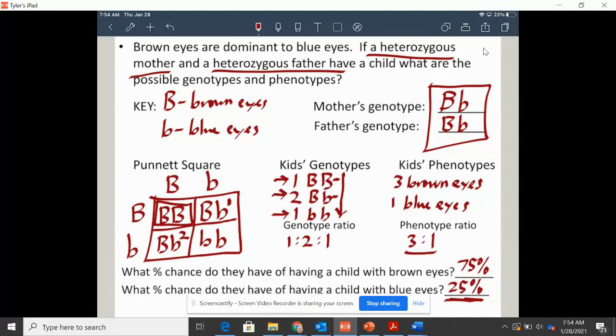Okay. And so sometimes we can see stuff like that where neither parent shows us a particular trait, like blue eyes, but all of a sudden it pops up in the offspring. They must have been carriers for that blue-eyed allele.